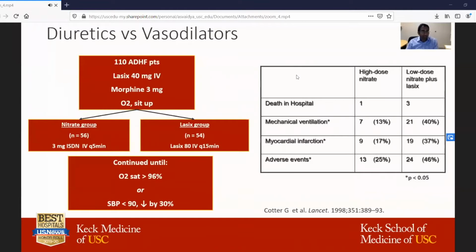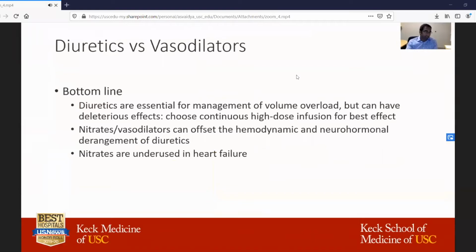And then this protocol was followed until patient saturations improved or the blood pressure worsened to less than 90 or decreased by 30%. You can see here, very small study, with very few outcomes, but there was less mechanical ventilation, myocardial infarctions, and adverse events that were statistically significant with the addition of nitrates to some level of diuretic therapy. So what's the bottom line?